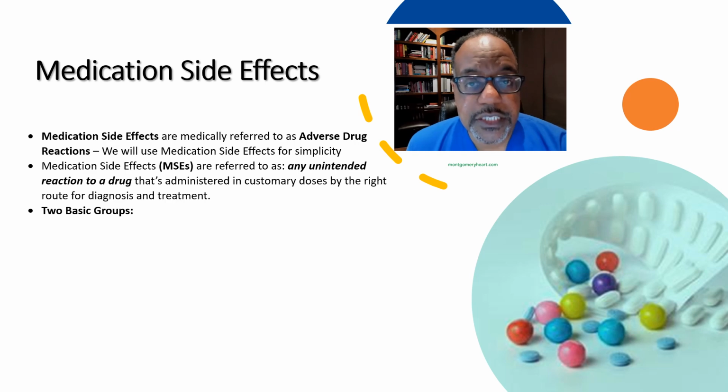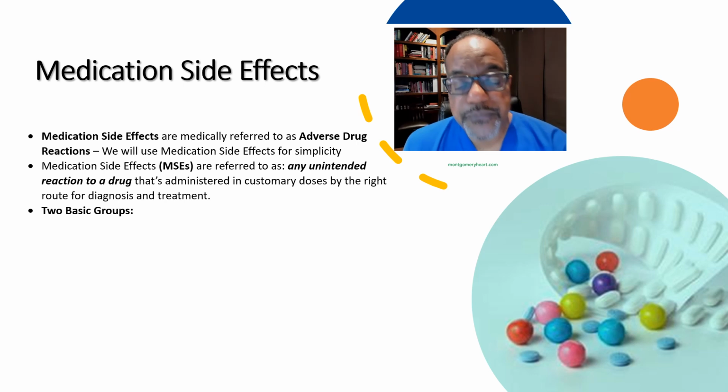So what is a medication side effect? It's any unintended reaction to a drug that's administered in a customary dose by the right route for diagnosis and treatment. So what does that mean? If I give you a medication X at 5 milligrams, and say take drug X 5 milligrams once a day, and the purpose for drug X is to lower your blood pressure. However, after taking 1 or 2 doses of drug X, you get a rash or you break out in hives. Well, I didn't intend for you to break out in hives. I didn't intend for you to have a rash. So those are unintended reactions to drug X if you take the right dose.